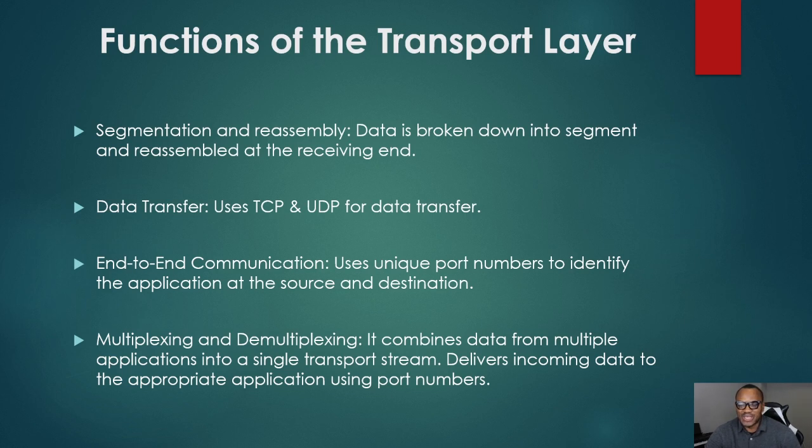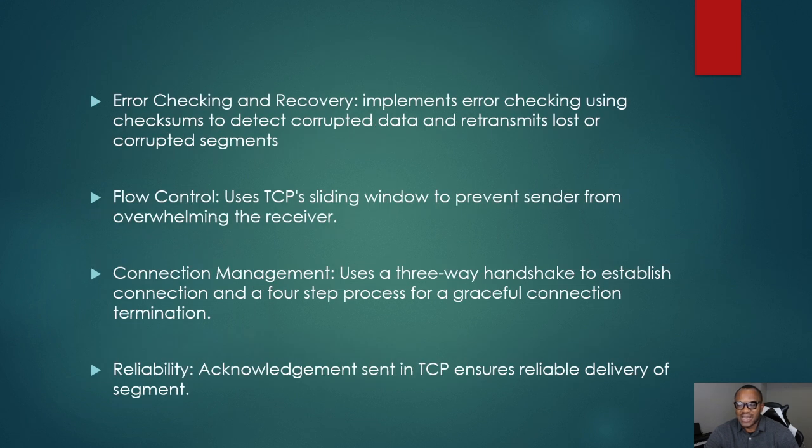It implements error checking using checksums to detect corrupted data and retransmit lost or corrupted segments if using a connection-oriented protocol like TCP. It prevents the sender from overwhelming the receiver by managing the rate of data transfer using mechanisms like TCP sliding windows.